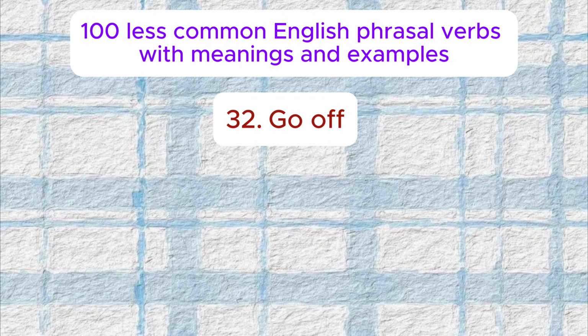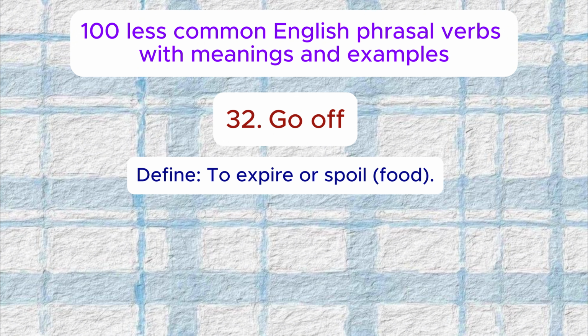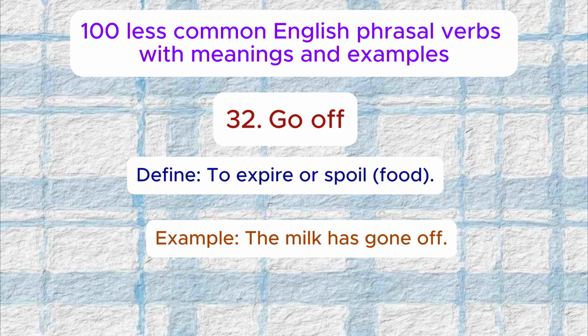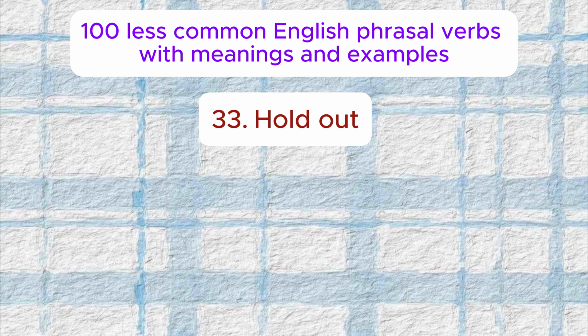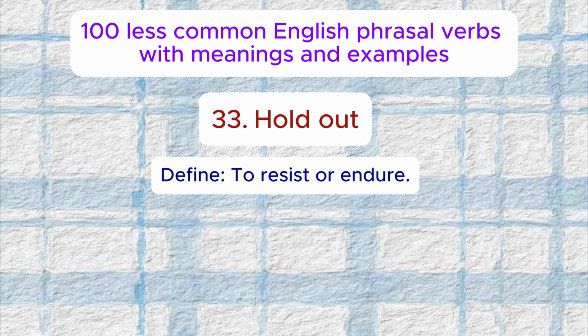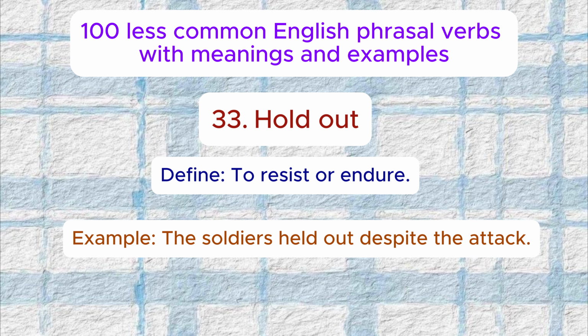32. Go off. Define, to expire or spoil food. Example, the milk has gone off. 33. Hold out. Define, to resist or endure. Example, the soldiers held out despite the attack.